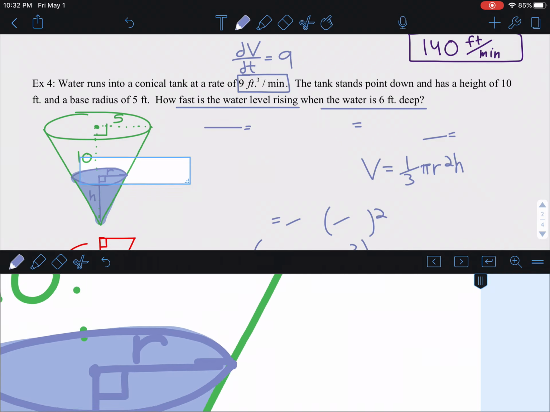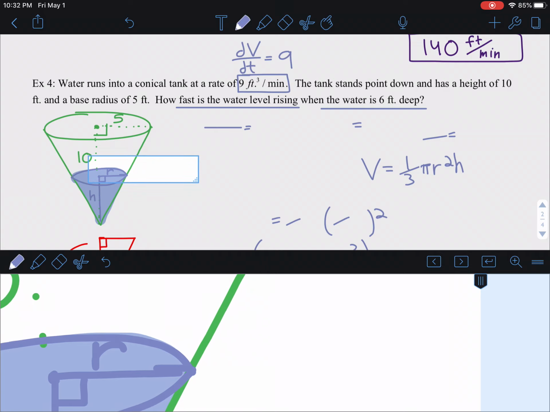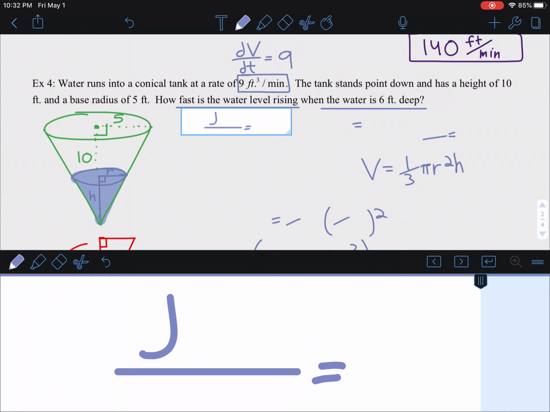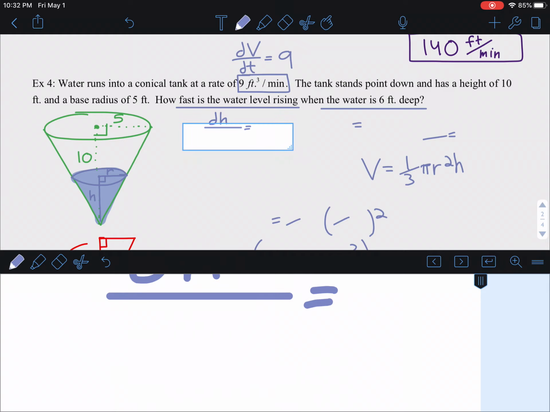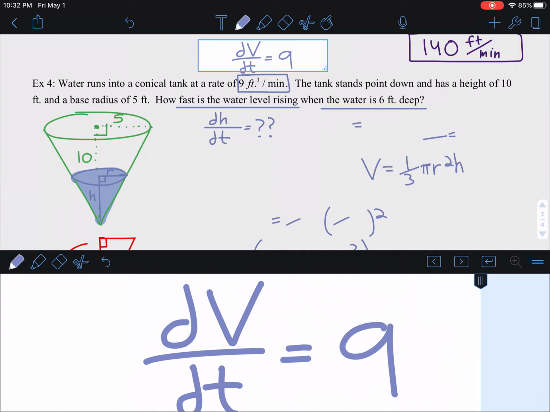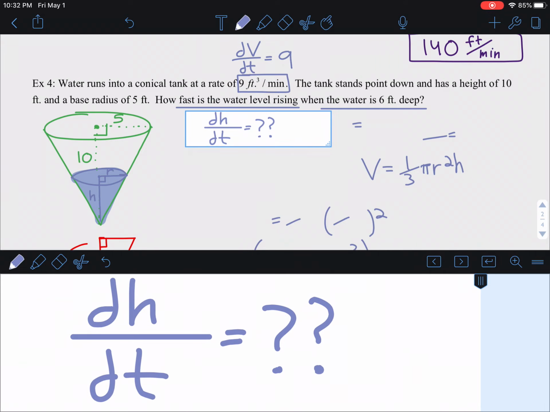Water level rising, would that be the rate of change of the radius of the cone of water? That doesn't make sense. Let's go with the height. So dh/dt is what I'm solving for, and that I do not know. So I'm trying to relate the rate of change of the volume to the rate of change of the height, okay?